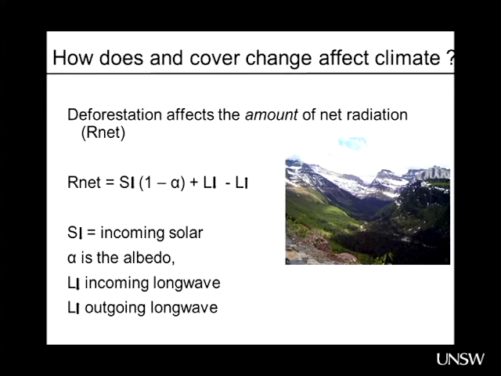Forests are dark. Tropical forests might be as dark as 0.1. 90% of the radiation incident on them is absorbed. Only 10% is reflected. Whereas grasslands might have reflectivities up to 0.3, 30% of the incoming solar radiation being reflected. So deforestation affects the amount of net radiation, the actual amount of energy available to drive the system.